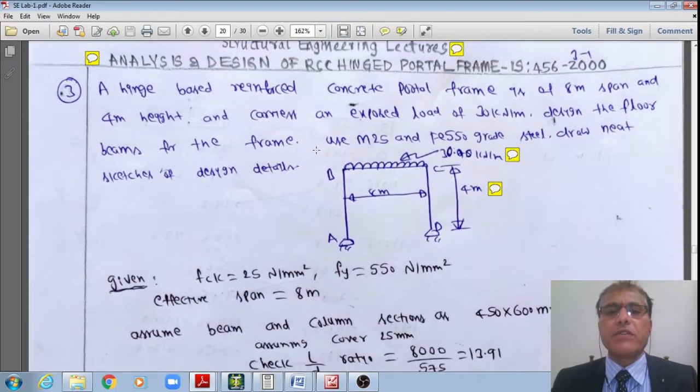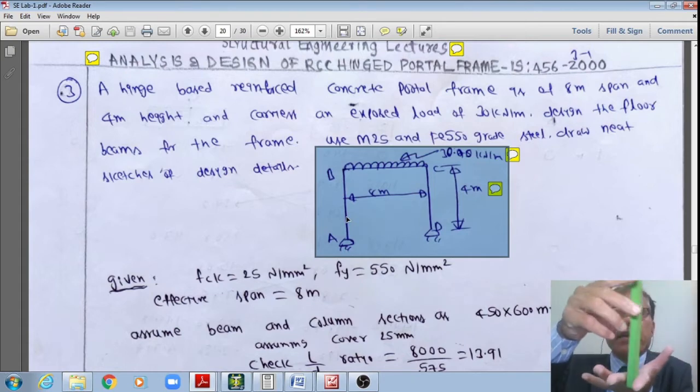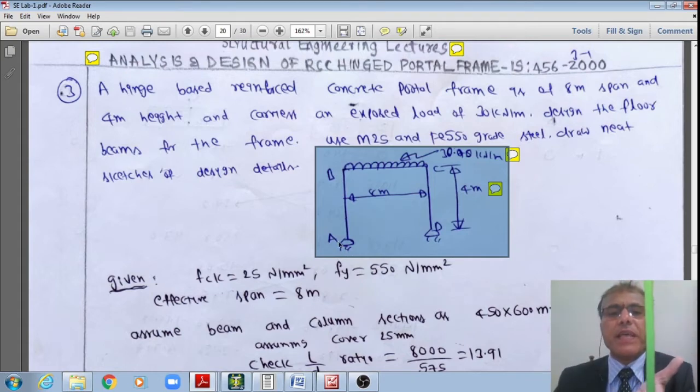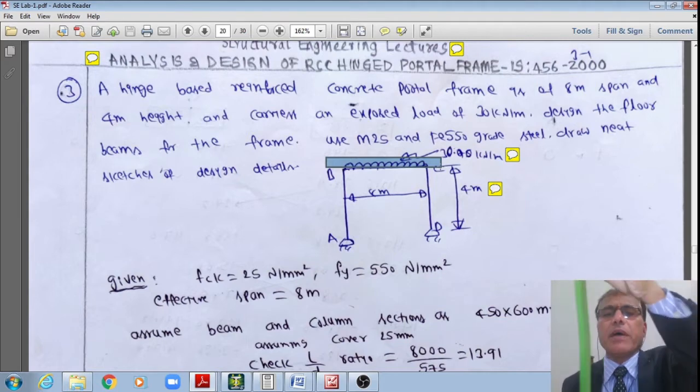For this problem data, I have just shown the schematic here, like this, right? Therefore, that is the base of this portal. The portal is hinged at the bottom, right? Therefore, I am saying that the base is given by A as well as D, whereas B to C is the beam, whereas AB is a column and CD is a column, right?